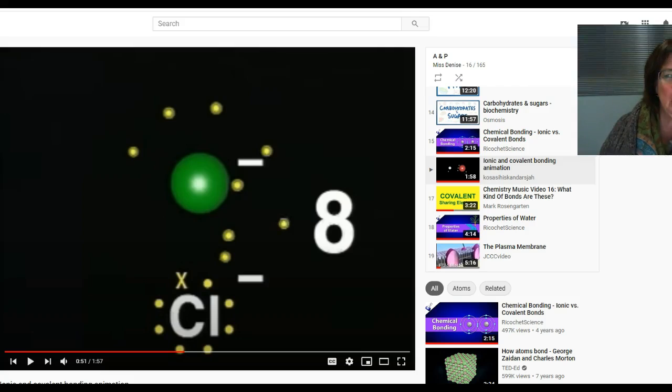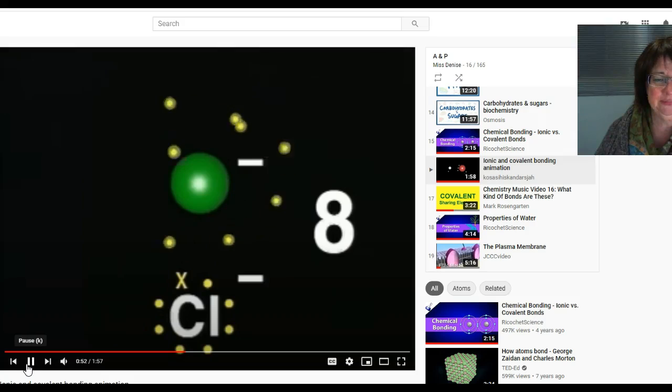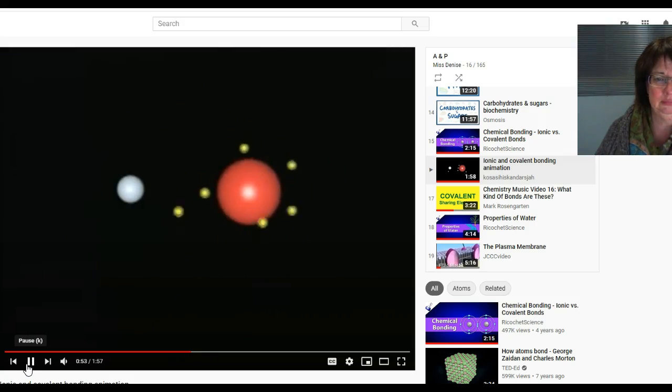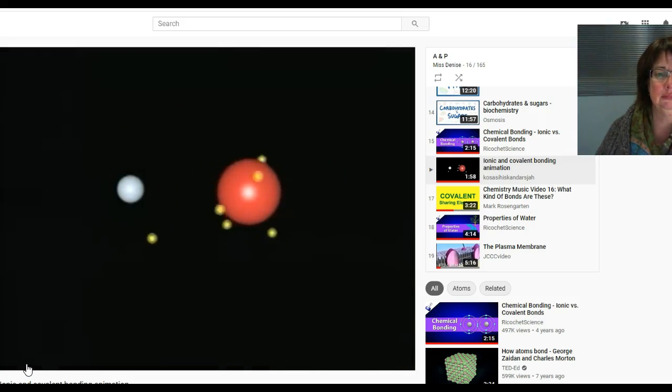Okay, so notice in an ionic bond, there's a loss or gain or transfer of an electron. So you end up with a completely positive charge and a completely negative charge. Covalent bonding occurs when neither atom has sufficient strength to completely remove the other atom's electrons. The atoms share electrons, and both atoms achieve a stable outer energy level.